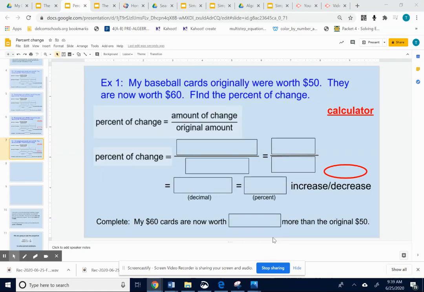Okay, example one. We talked about this situation on the last slide. Your baseball cards originally were worth $50. They are now worth $60. Find the percent of change.